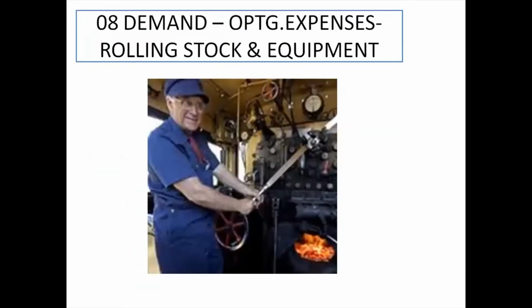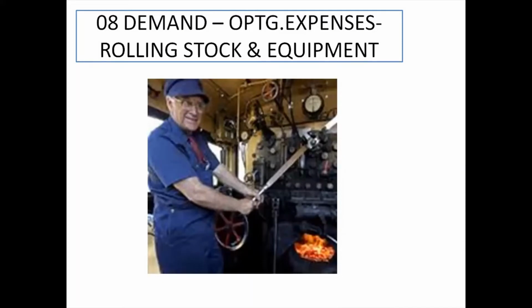Now we check 8. 8 is rolling stock and equipment. That means it is all related to operating of the rolling stock. That is locos, coaches, wagons, including the loco pilot salary, assistant loco pilot salary, only mechanical and electrical department. And equipment means here signaling equipment, telecom equipment on the operation side. All this is part of demand number 8. You can remember demand number 8 is loco pilot. Demand number 9 is the guard.